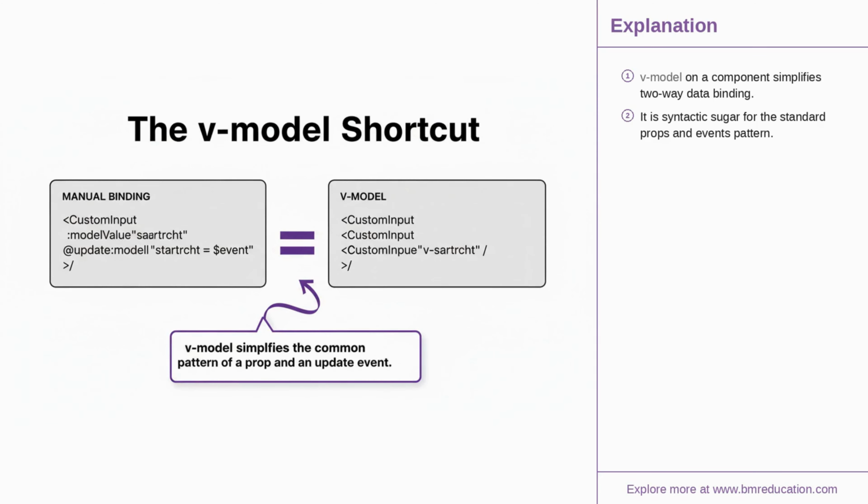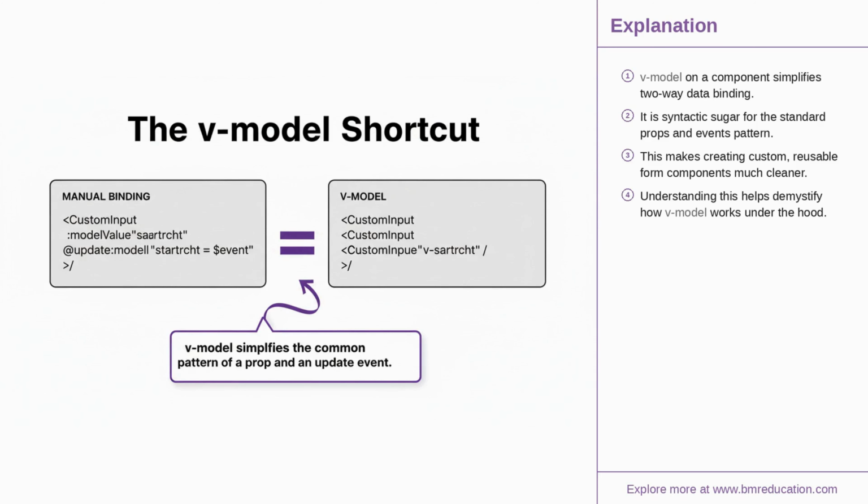This pattern of passing a value down and emitting an event to update it is so common, especially for form inputs, that Vue provides a powerful shortcut, v-model on a component. What looks like two-way binding is actually just syntactic sugar for our props down, events up pattern. It simplifies the parent component's template significantly.